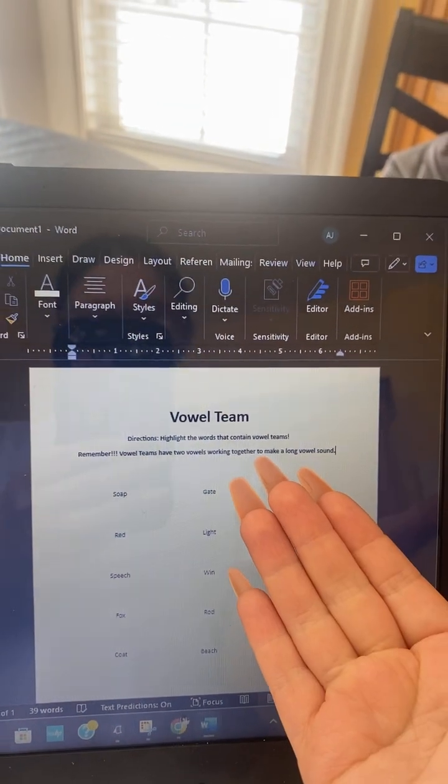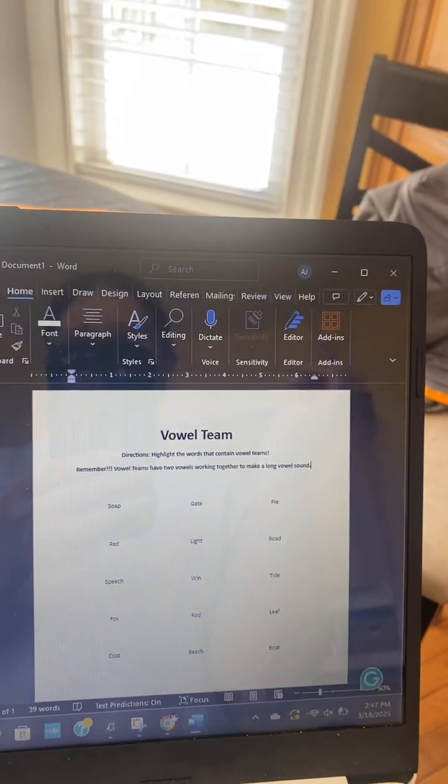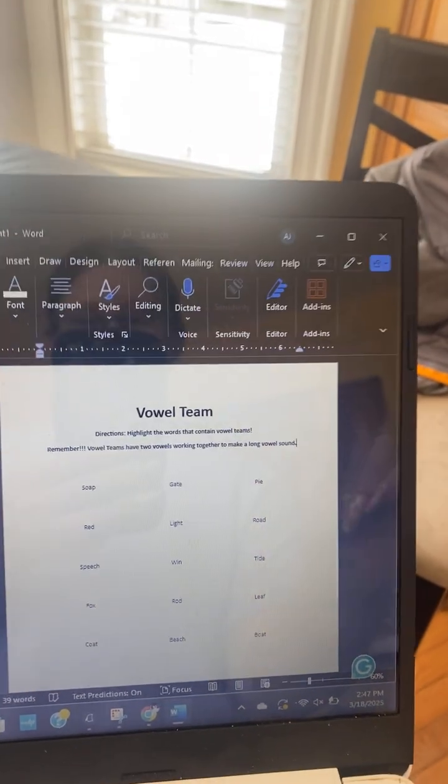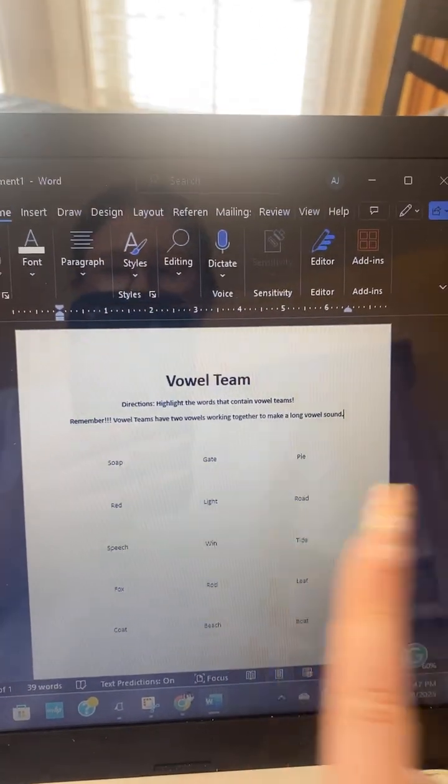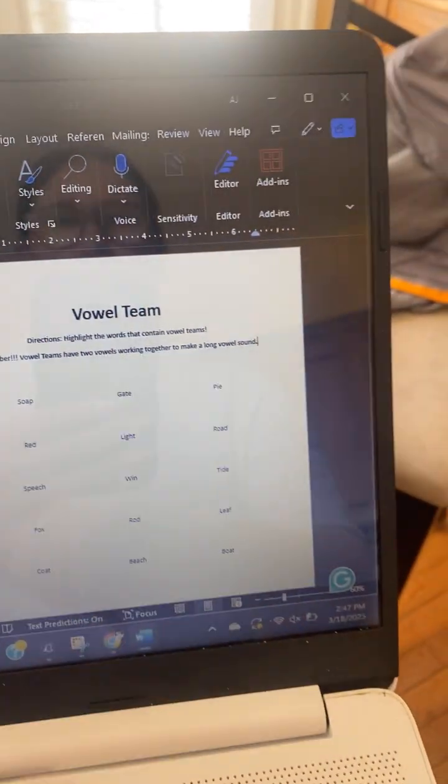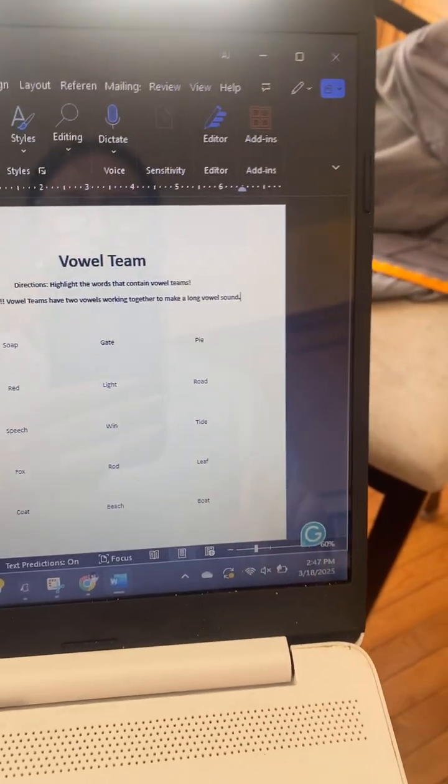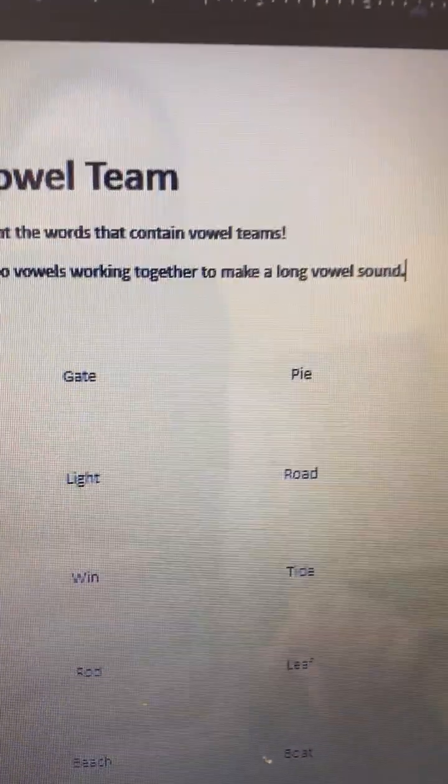And then the simple one is back, the vowel team worksheet where they highlight the words that contain vowel team words and sounds, and I put the reminder that vowel teams have two vowels working together to make one long vowel sound to help remember. If you read it enough times, it would stick in your brain.